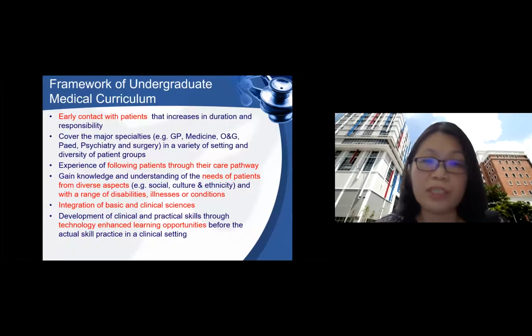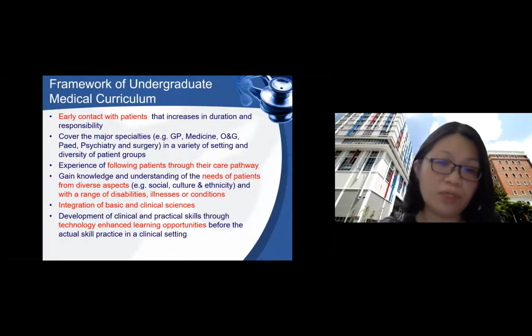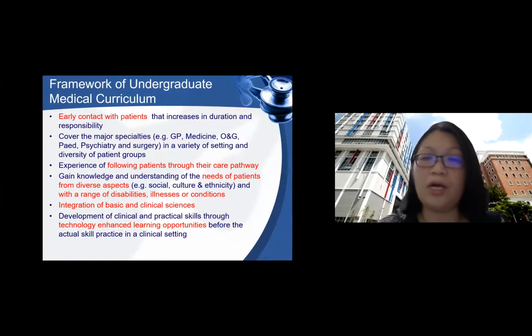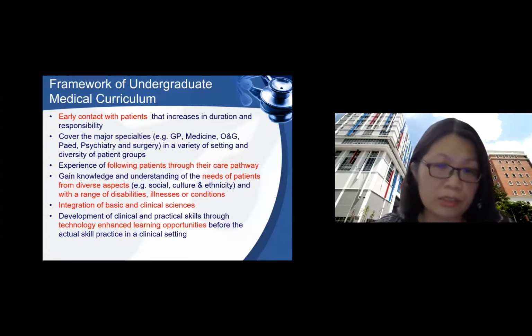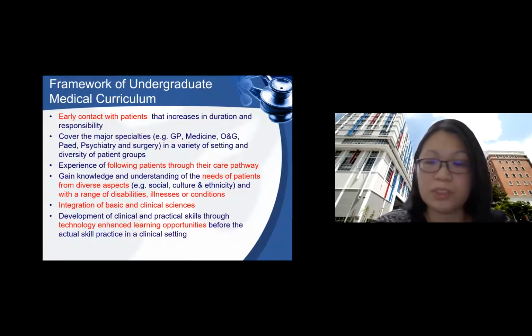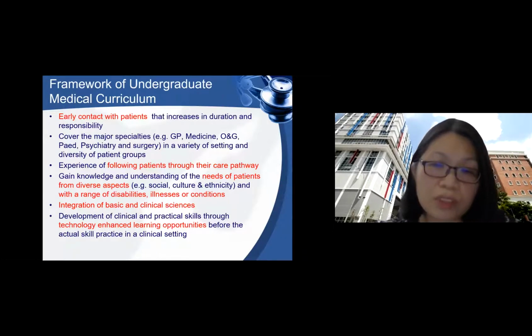And we must provide experience for the student to follow a patient through their care pathway, like what I mentioned. We should have a module to allow the student to follow them. That's why the student has to do intensive clinical training in the hospital, starting from their clinical years. They need to follow through from when the patient is admitted to the hospital until discharge, and until they go back home. They also need to do a home visit to make sure the patient actually follows what is advised by the medical officer.